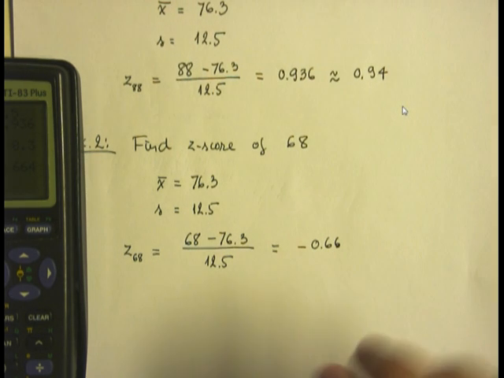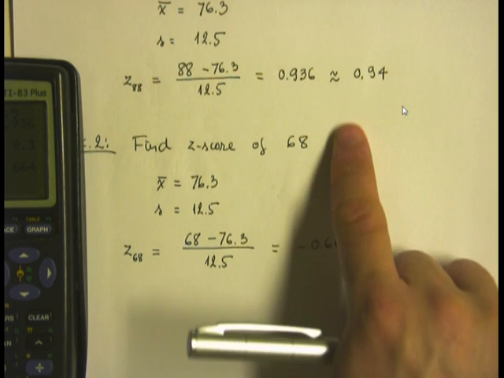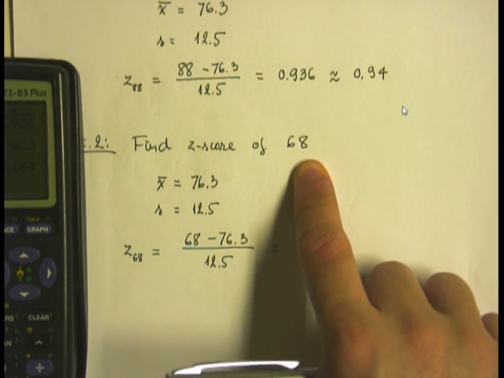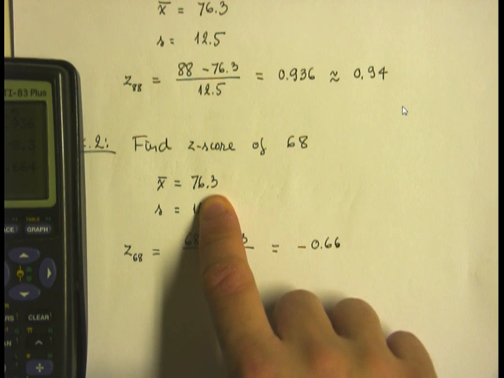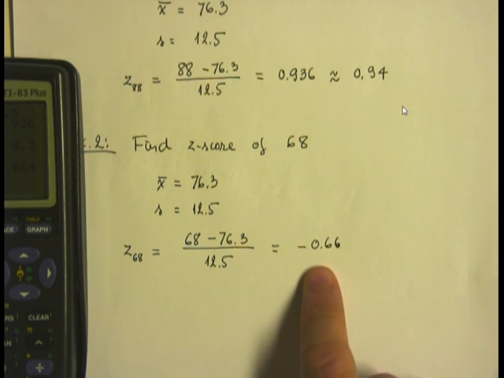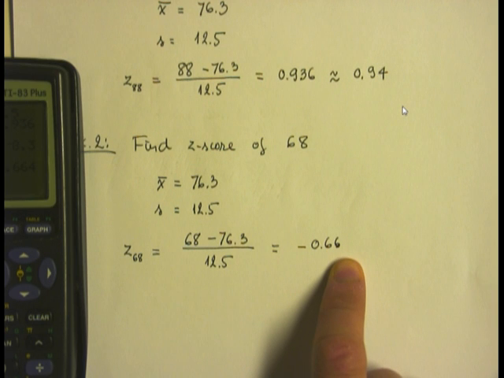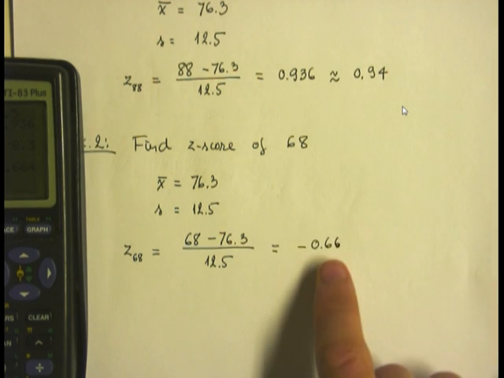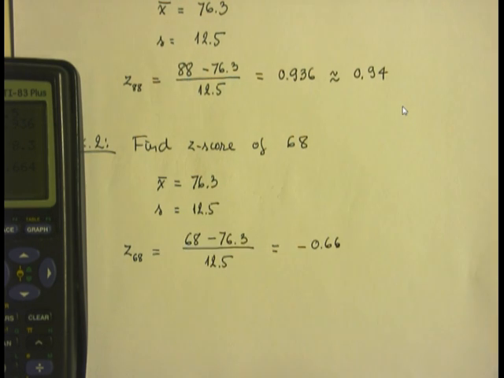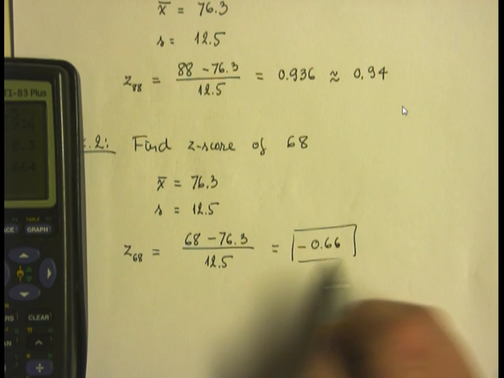So this time my z-score, unlike the previous problem, has a negative sign. And so how does that relate to the individual data value itself? 68 is a data value that's below the mean value, and so that's reflected in the sign of the z-score. So my finalized z-score here is a negative 0.66. It's indicating that 68 is 0.66 standard deviations below the mean value. And so that's how we find the z-score.